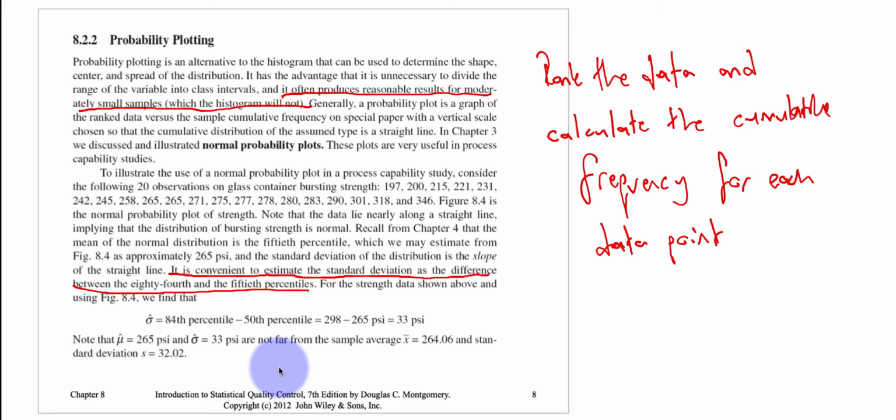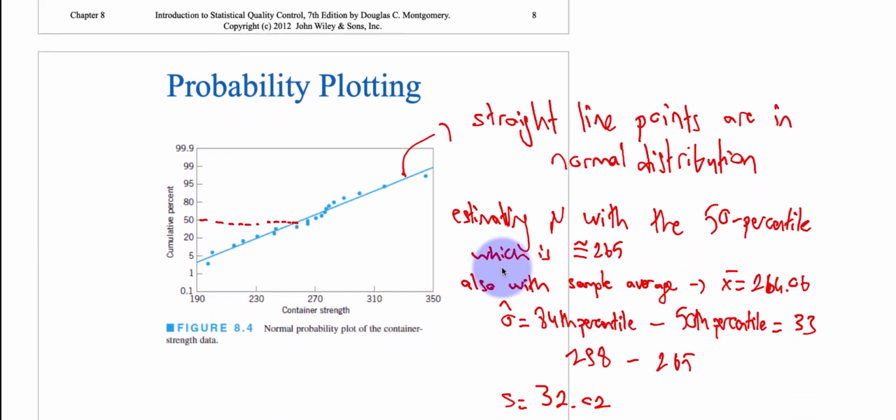So probability plotting is another alternative to the histogram for analyzing the process capability. We can determine the shape, the center, and the spread of the distribution of the quality characteristics by drawing the probability plots. It has some advantages over the histogram. For probability plotting, we do not need a large sample, okay? Maybe a small sample can be adequate. For example, here we have some data, and when we have data, we first rank them. Then we calculate the cumulative frequency for each data point. Then finally, we can plot our probability plot.